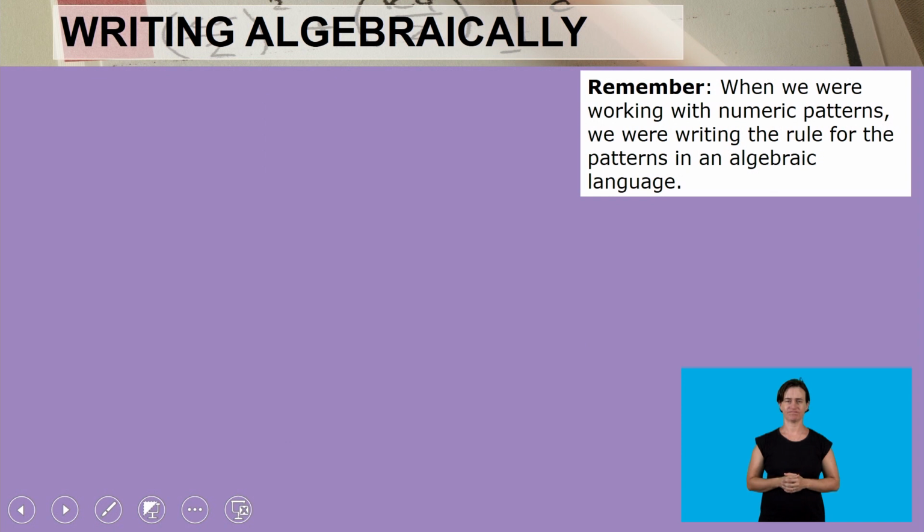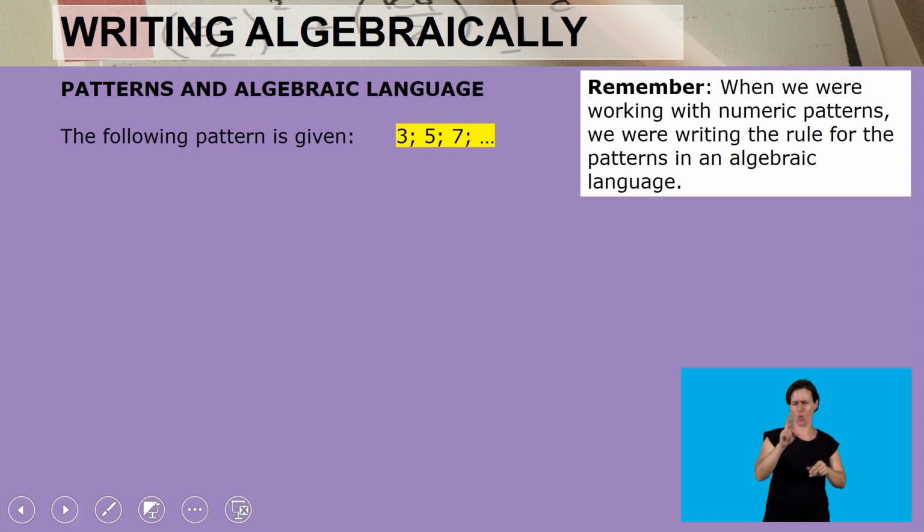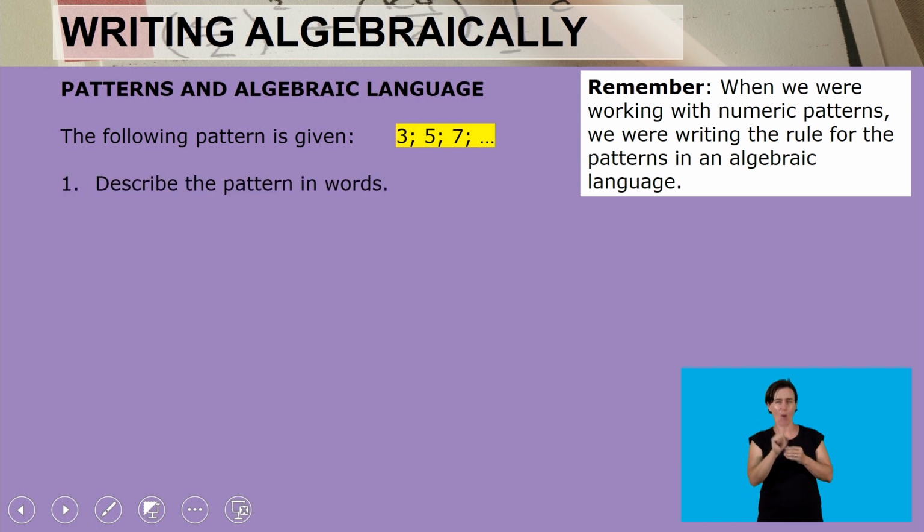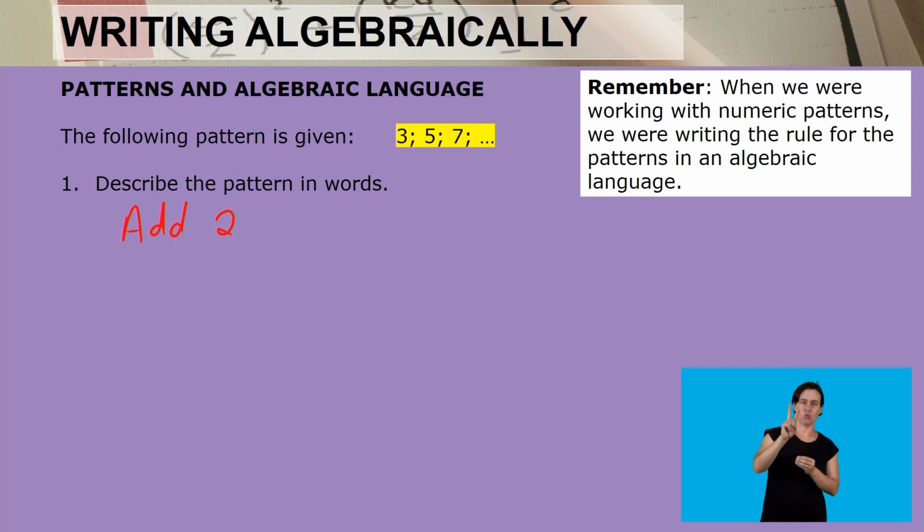Now, remember when we were working with numeric patterns, we were writing the rule for the pattern in algebraic language. So let's remind ourselves of those numeric patterns and see what connection lies between those patterns that we worked with and this algebraic language that we are using now. So let's look at the following pattern, 3, 5, and 7. Now, can we describe this pattern in words? Yes, of course, we are adding 2 to the previous term.